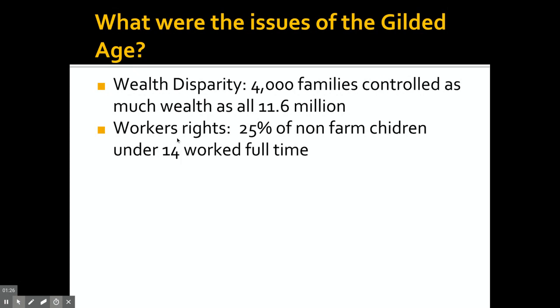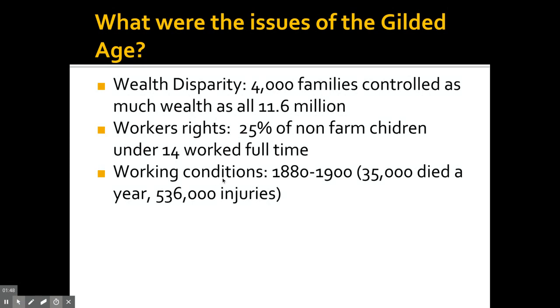Workers' rights was another issue, a strong issue in the Gilded Age. 25% of non-farm children worked full time, and they were under 14. So this gives you an idea of how many people were actually having to work that in our society today we would think maybe shouldn't be working full time.